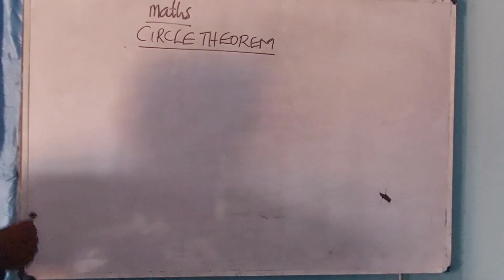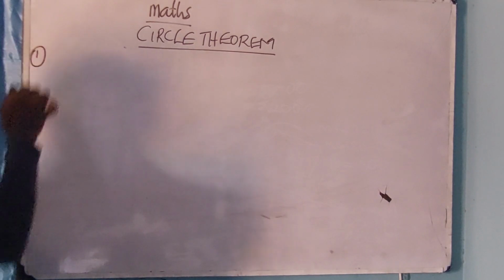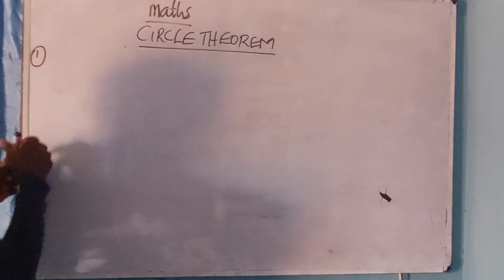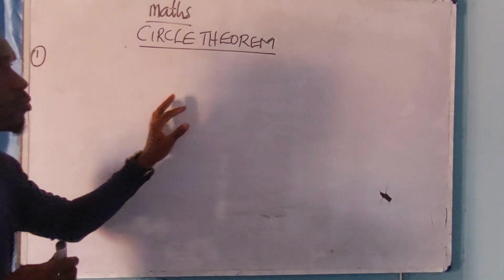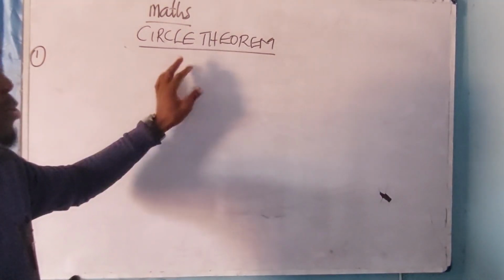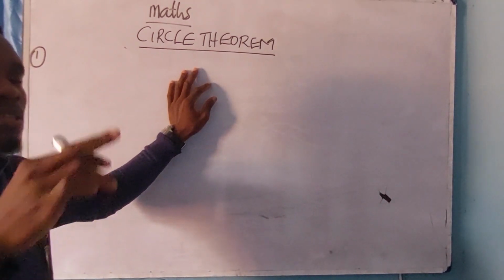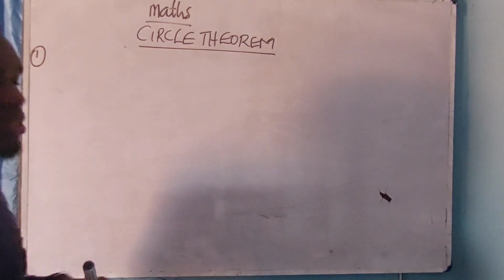Let us get started. The first rule states that the angle at the center is twice the angle at the circumference. I don't want to waste much of our time.